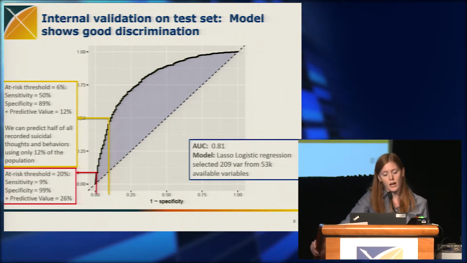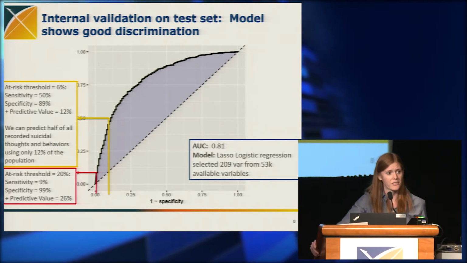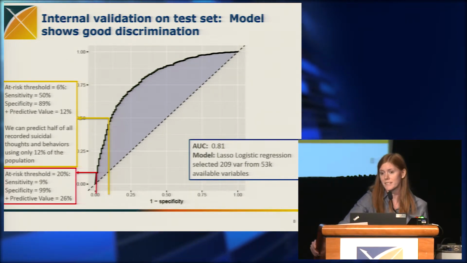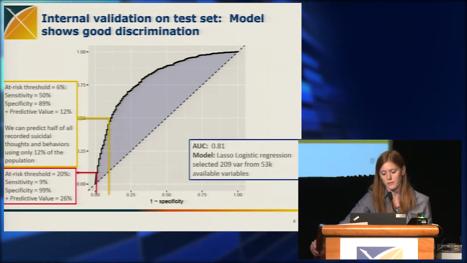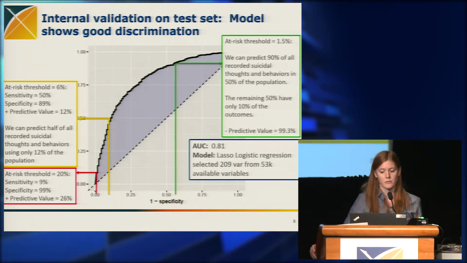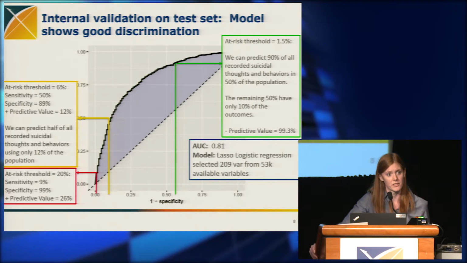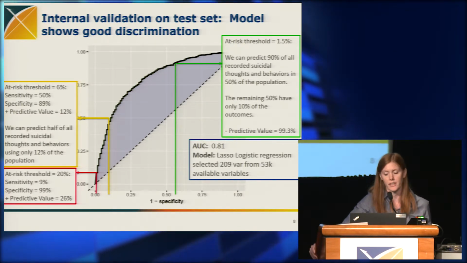We could also look at a higher risk threshold. So if we looked at the people who had 20% risk or higher, this identified 9% of the people with the suicidal thoughts and behaviors, and we had a positive predictive value of 26%. So 26% of those people would have got suicidal thoughts or behaviors recorded in the year that follows exposure. Alternatively, we could look at people who have the low risk. So if we look at people who had a risk assigned to them of less than 1.5%, then this is 50% of the population, but only 10% of the outcomes. So they have a very high negative predictive value and a much lower risk than the average.